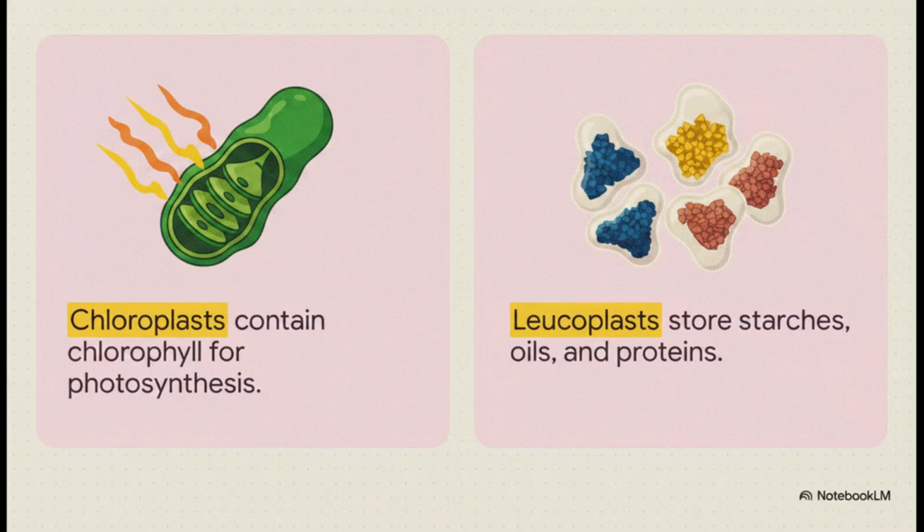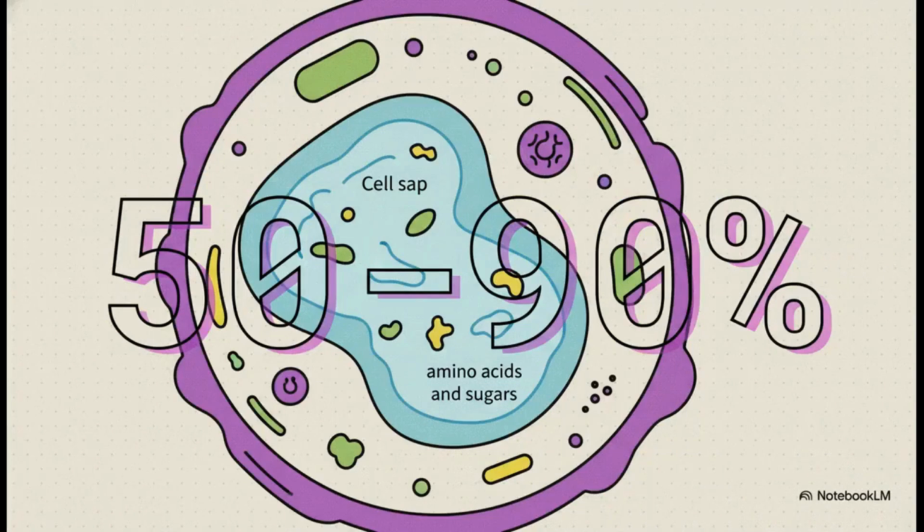If we glance back at our plant cell map, you'll notice the plastids. These are totally unique to plants. You've got the green chloroplasts, which are packed with chlorophyll and actively capture solar energy for photosynthesis. And that contrasts perfectly with the white or colorless leucoplasts, whose main job is just quietly storing away starches, oils, and protein granules. And this brilliantly brings us to the central vacuole.